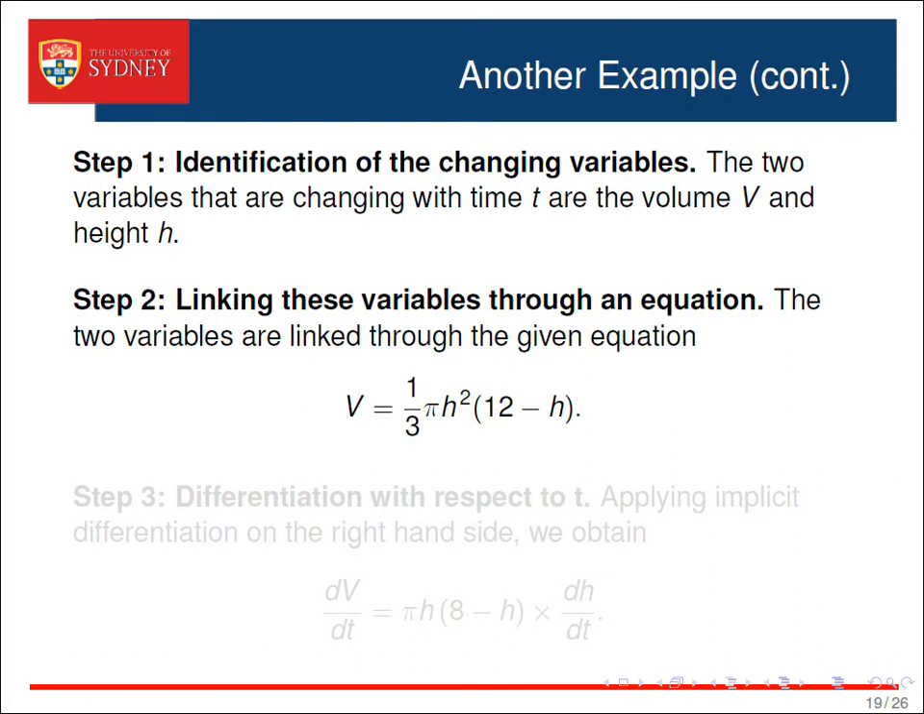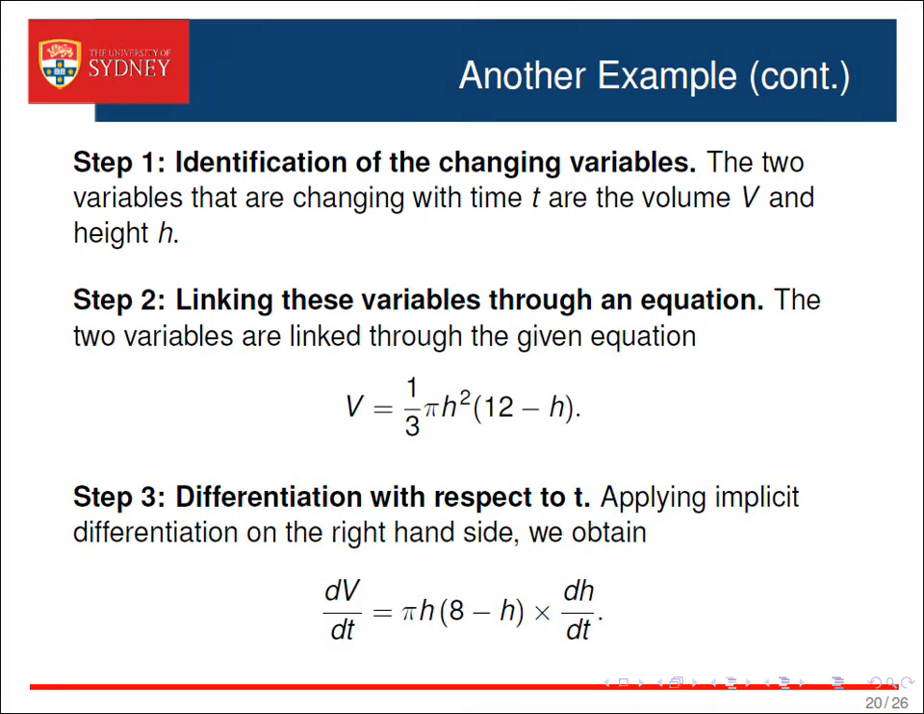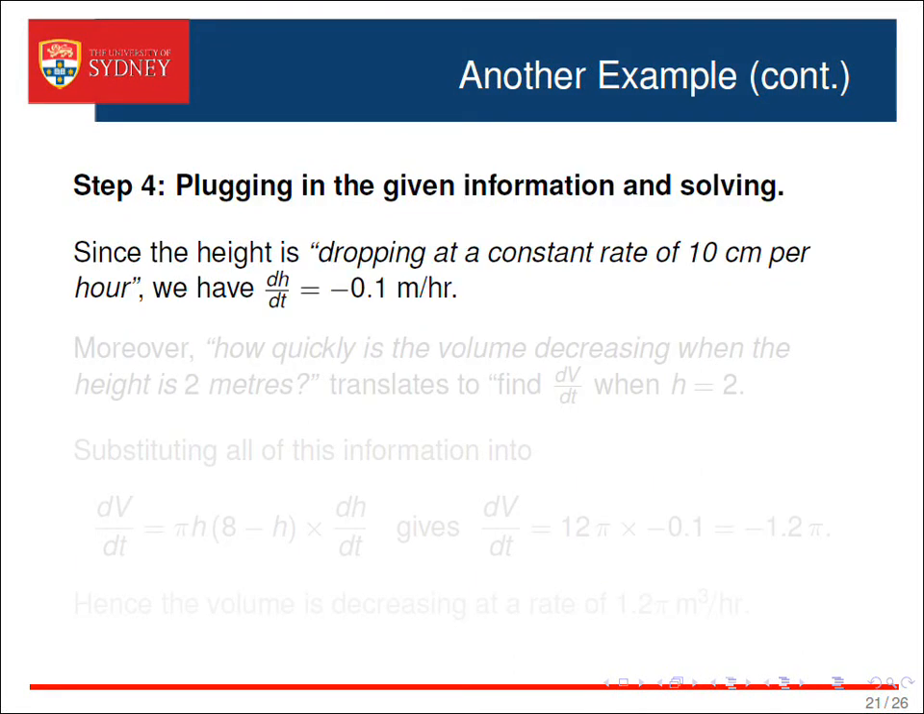We then link these variables through an equation. For this example, such an equation was directly given to us in the question itself. We then utilize implicit differentiation to obtain the following. The final step is to plug in all our available information, and then solve for the wanted rate of change.